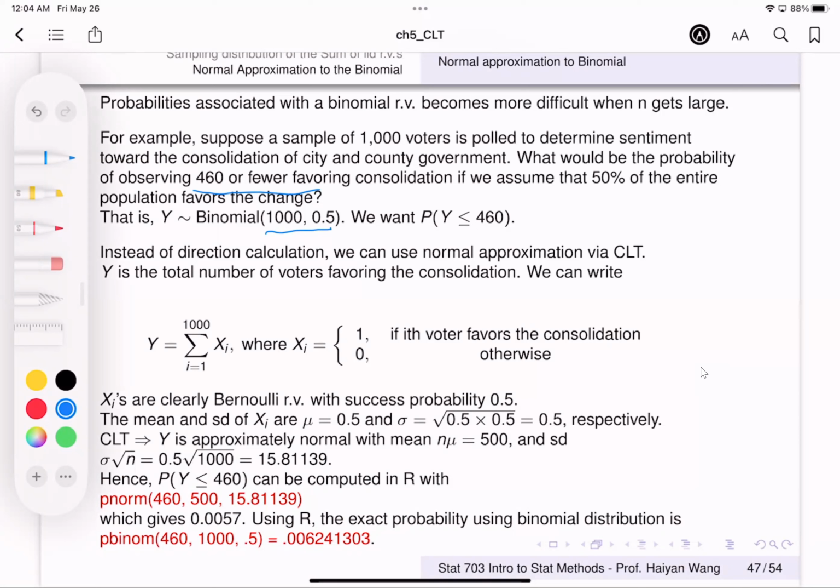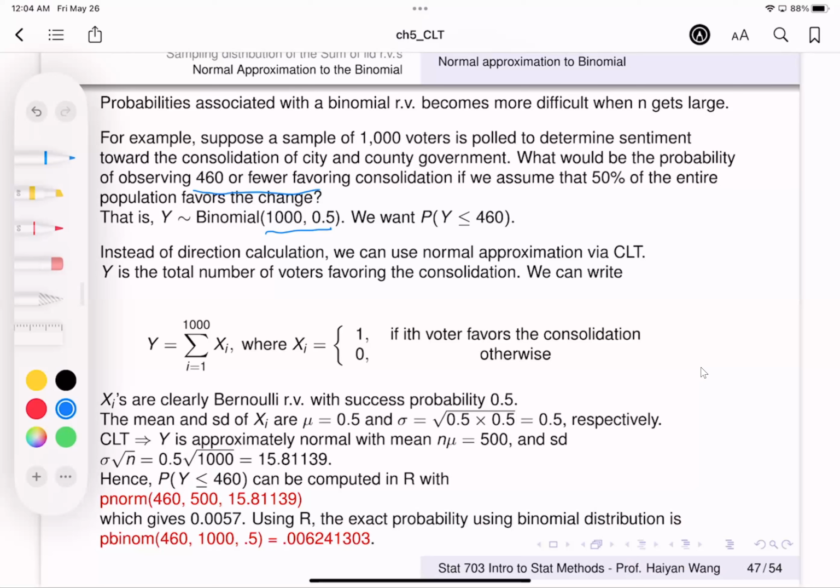So instead of doing that, there is an approximation for this one, because the binomial experiment could be treated as the sum of Bernoulli random variables. So think of the y as the sum of 1,000 Bernoulli variables. And xi is 1 if the ith voter favors the consolidation, and 0 otherwise. And these xi's are i.i.d. Bernoulli, and all of them have success probability of 0.5. So we can use the Central Limit Theorem for the summation.